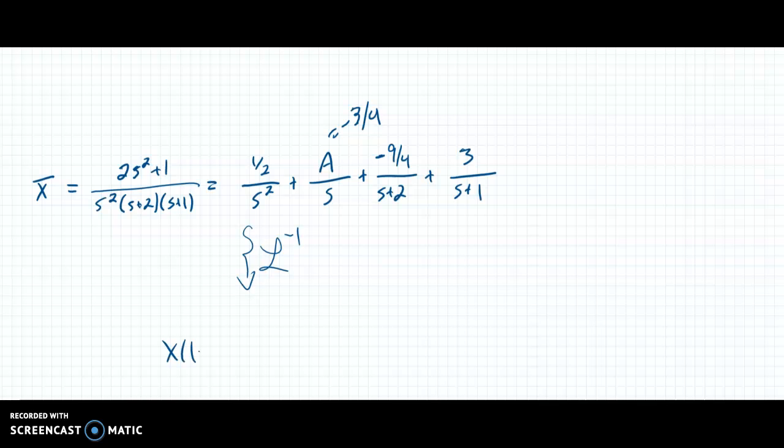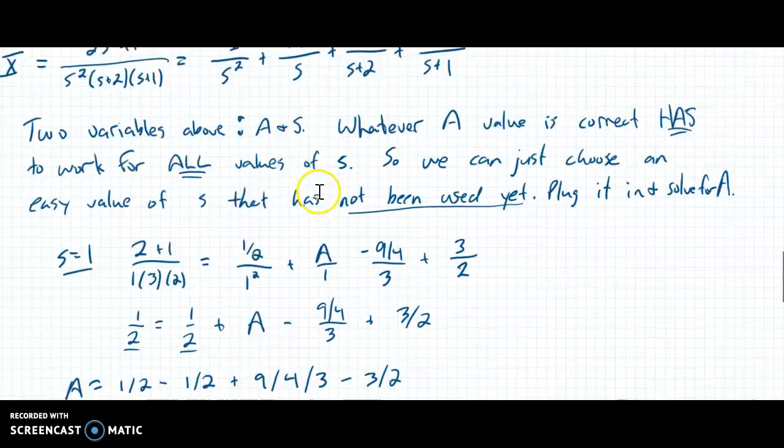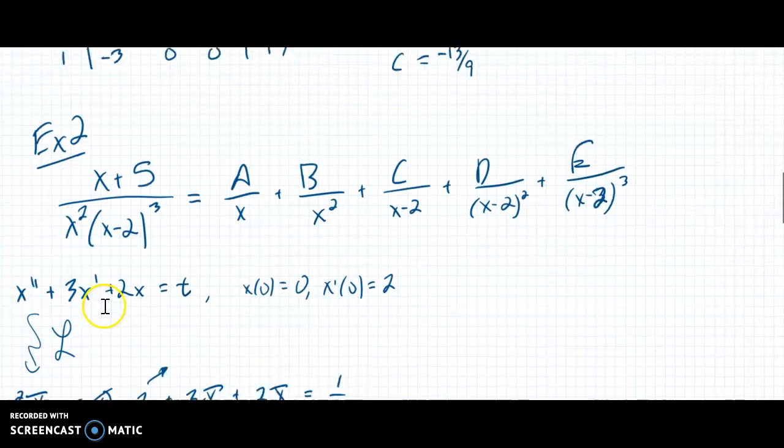What's that give me? X of t, because that's the inverse of this thing right here. It gives me, all right, s squared comes from t, right? So this is 1/2 t, and then minus 3 over 4, and the s comes from just a 1, so minus 3 over 4, minus 9 over 4 e to the negative 2t, not t, and then plus 3e to the negative t. And that's x of t. That's our answer. That is the solution to this differential equation right here.